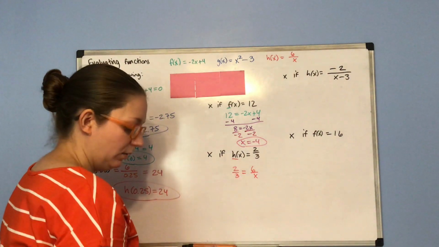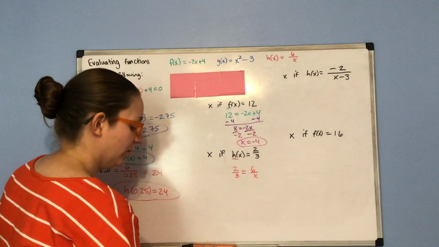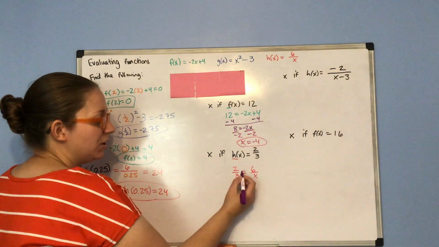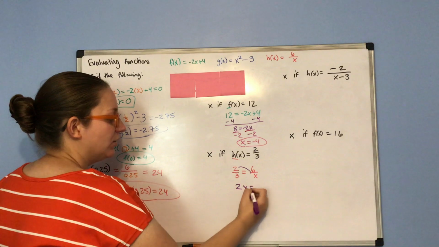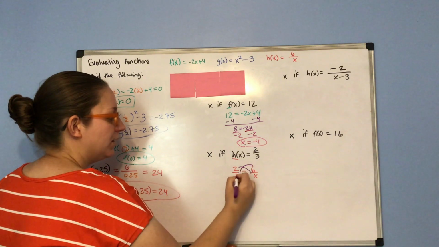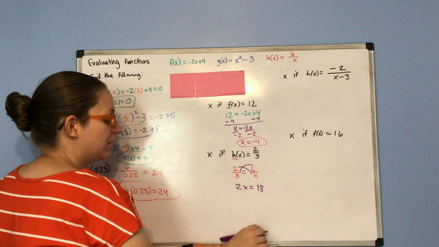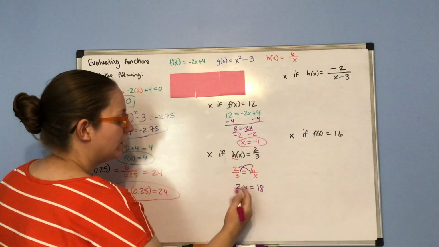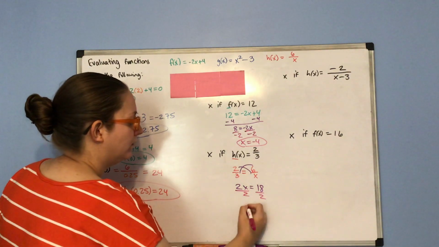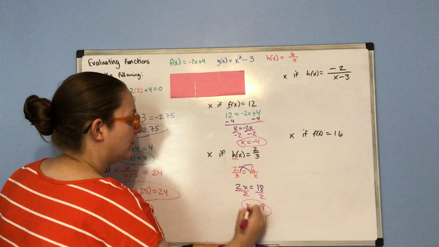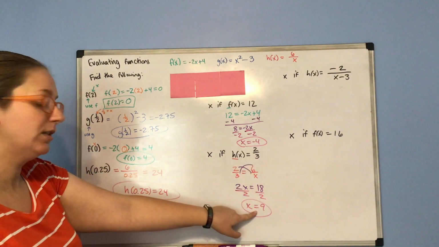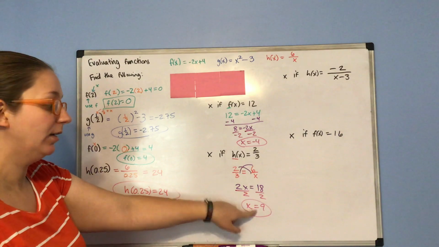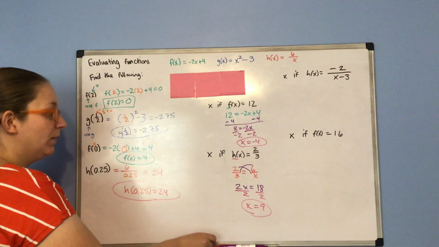This also looks like an equation that we know how to solve. This is just a proportion. Remember, for proportions, we cross multiply. One side is 2 times x, or 2x. The other side is 3 times 6, which is 18. Solve it out. We get x equals 9. So if h of x is 2 over 3, that means the x value that we plugged in to get that must be 9. Couple more.